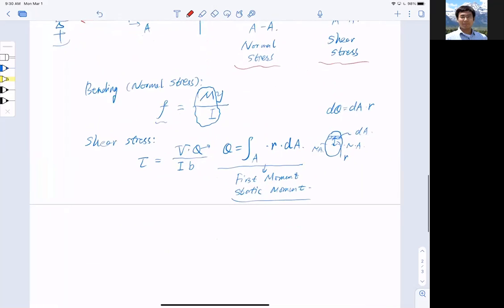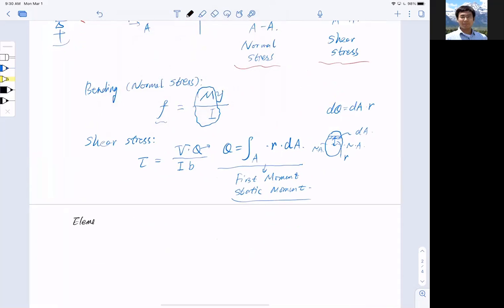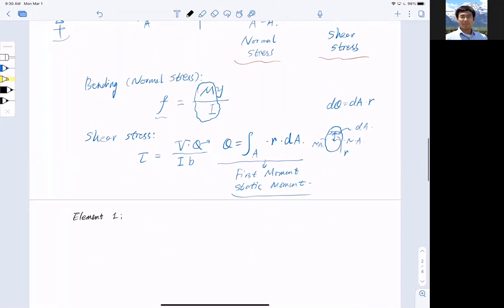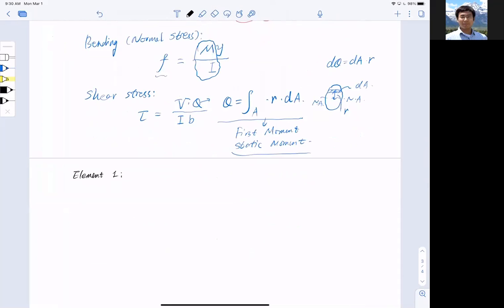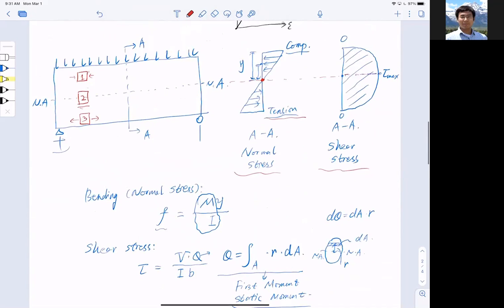First of all, let's take a look at element 1. It's a little bit boring part of the lecture today, but it's very important. So I have element 1. Let me take it out from the beam. Observe that I have normal stress going this way, and I also have shear stress going downwards. This sign is a little different from here, so I'm going to correct this. It probably doesn't matter because it depends on your sign convention, but let me make sure they're consistent.